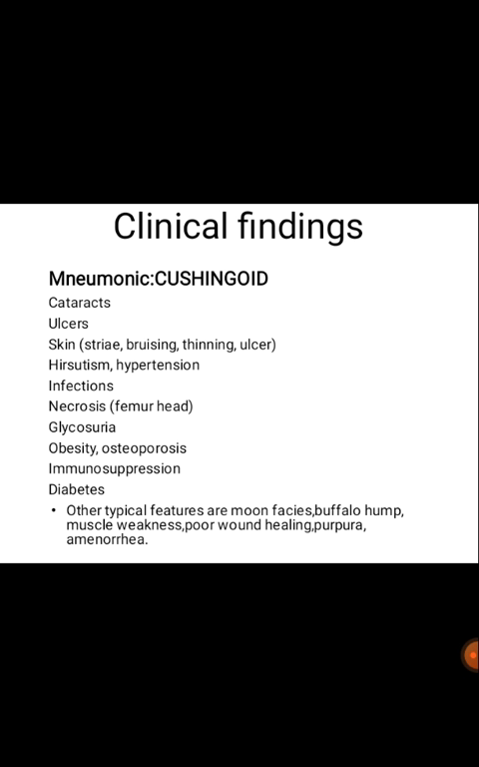Clinical findings and complications of Cushing syndrome can be summarized by the mnemonic Cushingoid, where C stands for cataracts, U for ulcers, S for skin changes like striae, bruising, thinning, and ulcer, H for hirsutism and hypertension, I for infections, N for necrosis, G for glycosuria, O for obesity and osteoporosis, I for immunosuppression, and D for diabetes. Other typical features are moon face, buffalo hump, muscle weakness, especially the proximal one, poor wound healing, purpura, and amenorrhea.